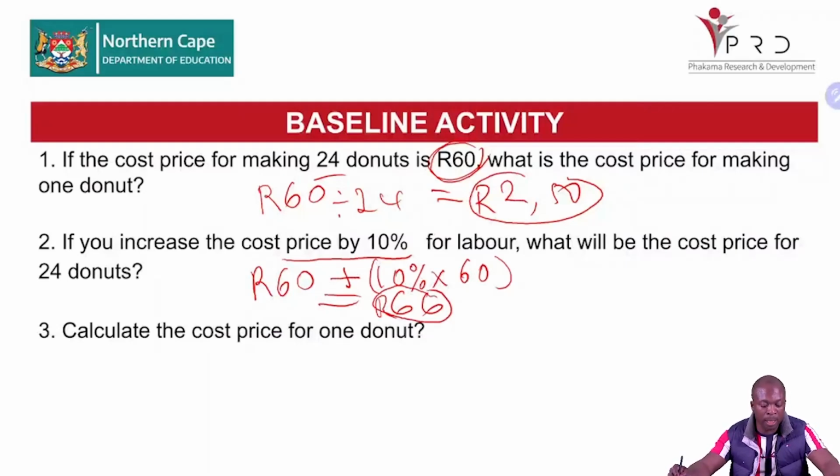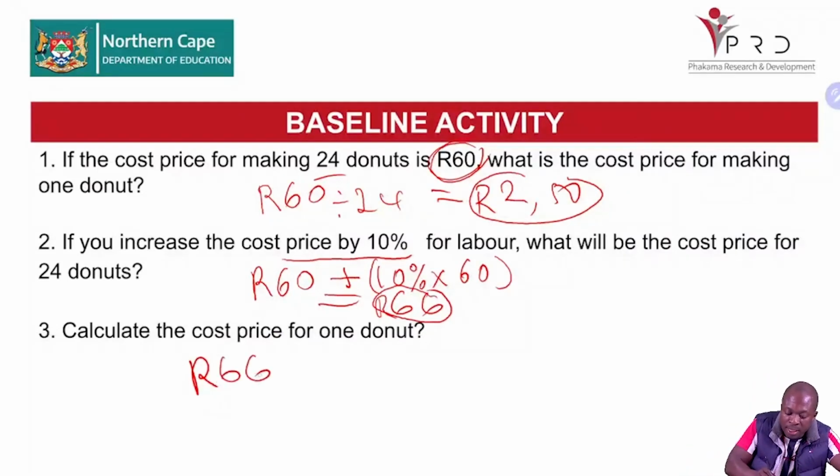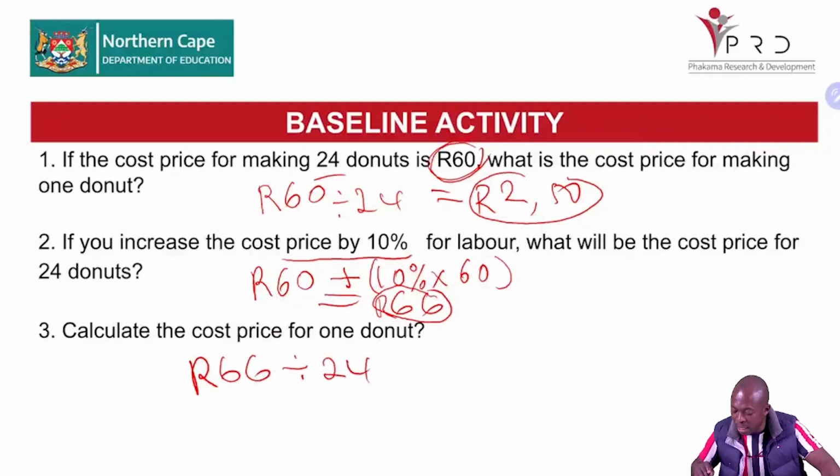Let's look at question 3. Calculate the cost price for one donut. So now we know we are spending 66 Rand. So what do we do? We are going to divide it by 24. Can we do it together? 66 divided by 24 donuts.